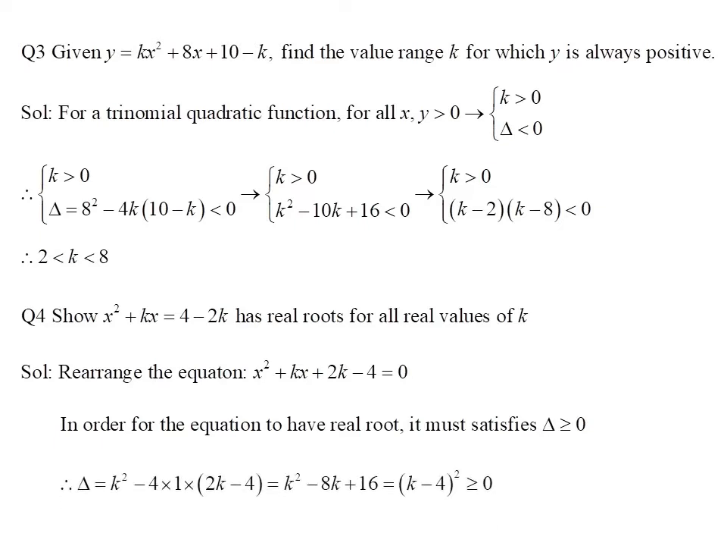So delta equals b squared minus 4ac, which is k squared minus 8k plus 16. This is exactly a complete square. (k minus 4) in parentheses squared, which is always greater than or equal to 0. So we have proved that this quadratic equation always has real solutions, no matter whatever the value of k is.